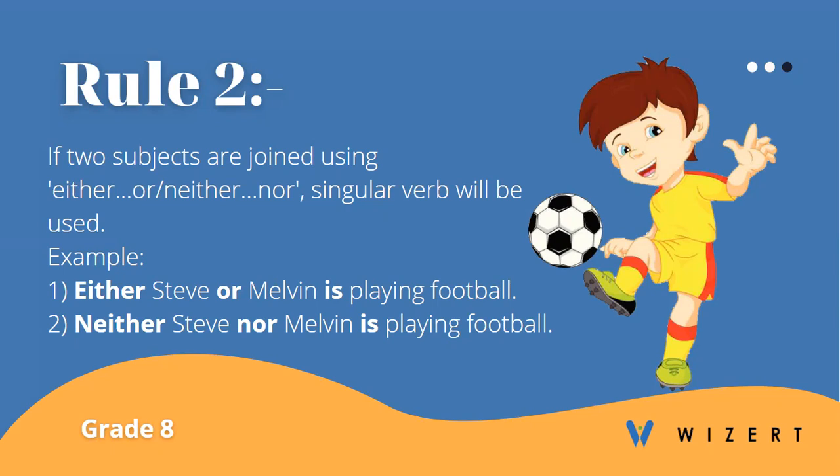Neither Steve nor Melvin is playing football. This means that nobody is playing football and still we have to use a singular verb. Notice one very important concept in all the three sentences of Rule 1 and Rule 2 that we just discussed. Both the subjects were singular. Problem arises when one part of the subject is singular and the other part is plural. And this concept will be discussed in the next video.